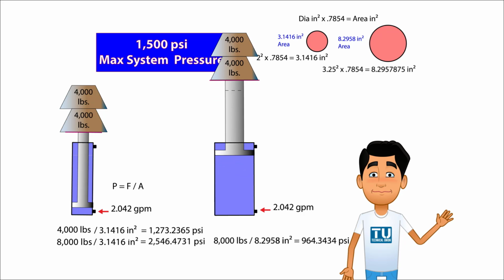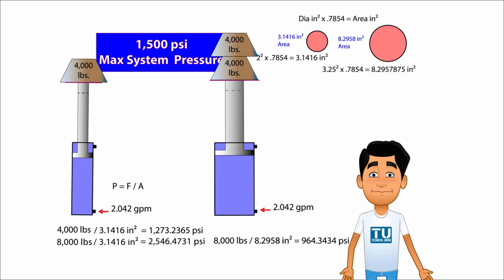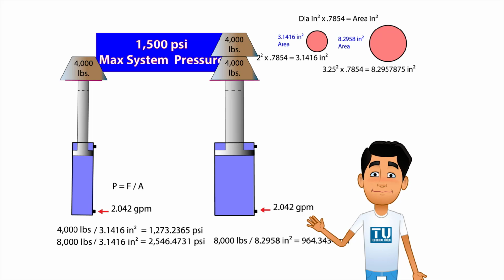But if you will notice, the bigger cylinder moves slower than the smaller cylinder, and that is because you're using the same flow rate of 2.042 GPM for both cylinders. The bigger cylinder has more area, and it will take more time to extend the cylinder with the same flow rate as the smaller cylinder. How can we calculate proper flow rate for the bigger cylinder to move within a certain speed that we want?